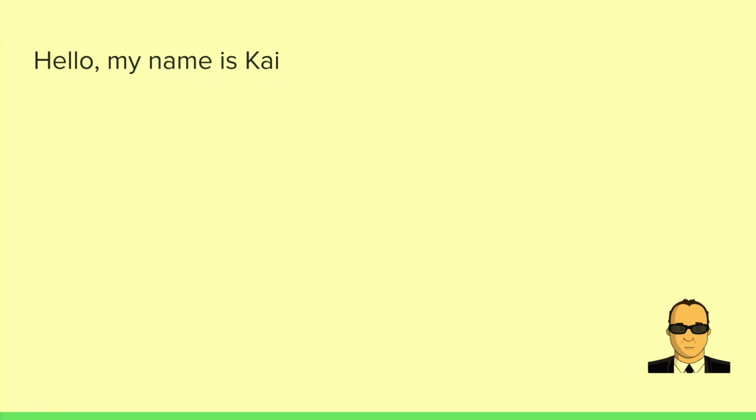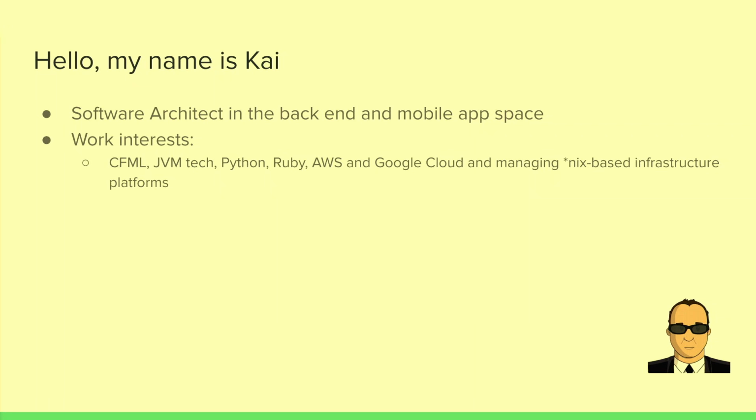So let's get started. My name is Kai. I have been doing CFML for a long, long, long time. I do a whole bunch of other things, mainly JVM technology. I do a lot of Python and Ruby these days, and I'm generally a fan of Unix-based infrastructure. You couldn't get me to touch Windows with a barge pole, basically. And apart from backend development, I also do Android using Kotlin and Flutter, and work on a bunch of SDKs for mobile application platforms.